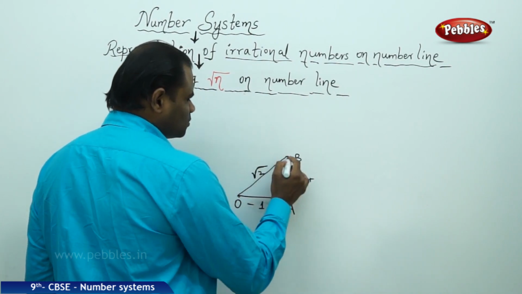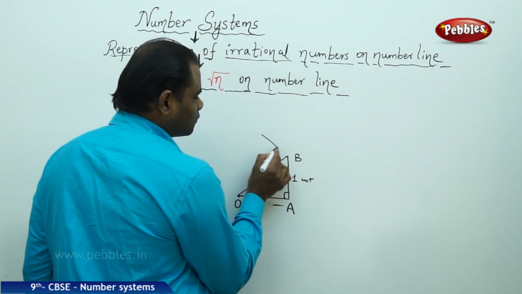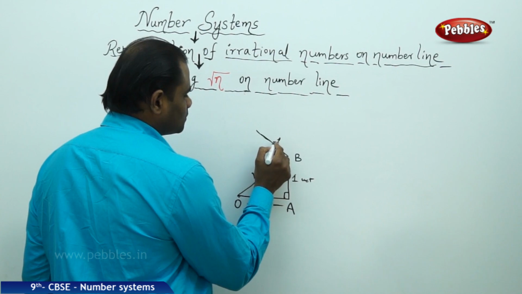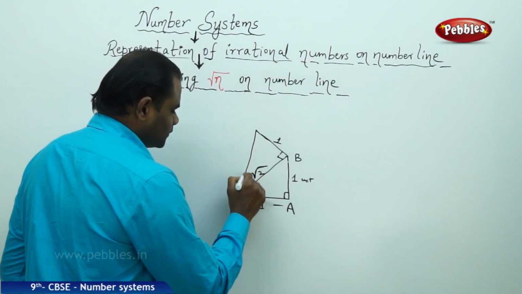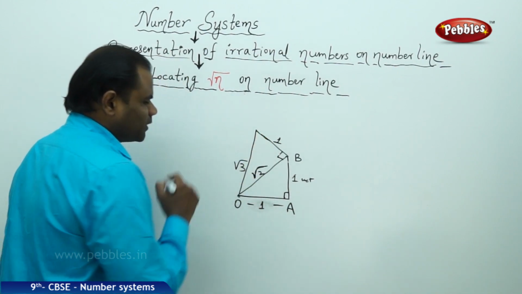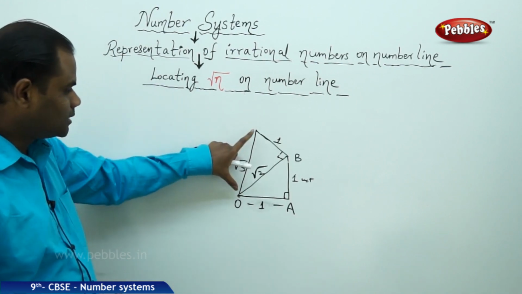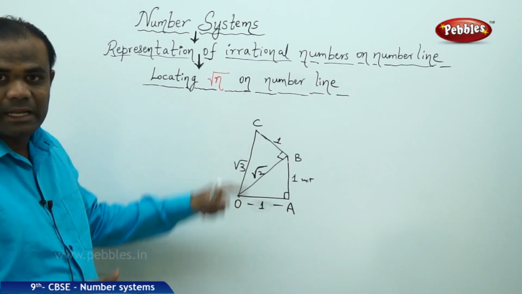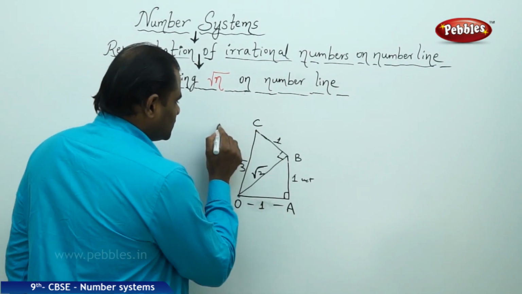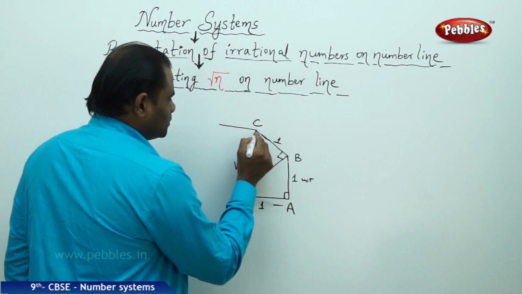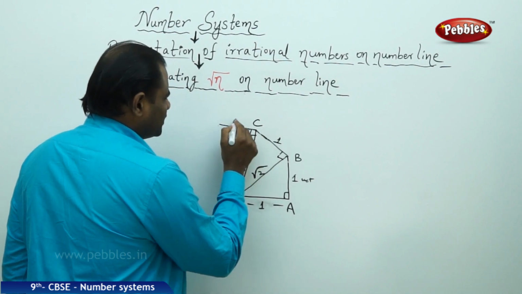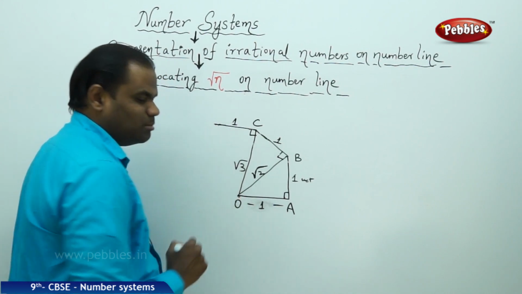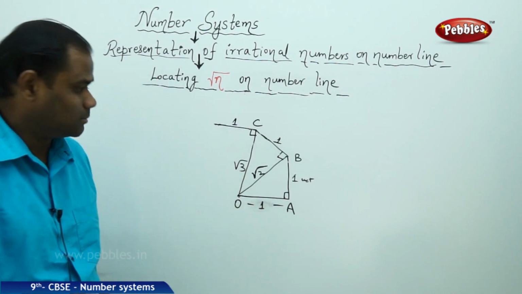Now using root 2 and the distance of 1 unit, I get this to be again a Pythagoras theorem which gives me root 3. Again, taking this as C, OC is root 3, and next I construct a perpendicular at C and at a distance of 1 unit, then what I join here will be root 4. Let's see how it comes.